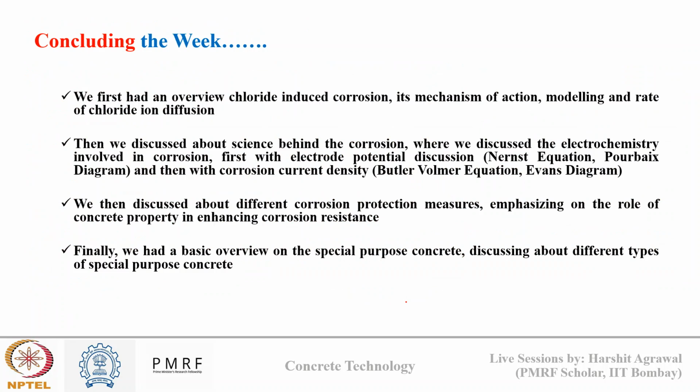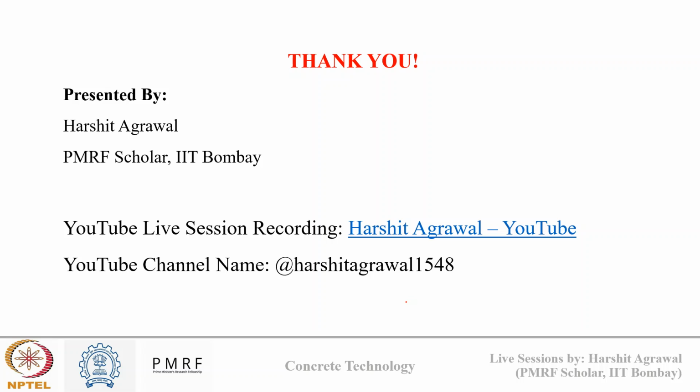We talked about chloride induced corrosion first, and then we talked about the science behind corrosion, where we understood electrochemistry in terms of the Nernst equation, Pourbaix diagram, Butler-Volmer equation, and Evans diagram. We solved a few numericals to understand the application, and then we saw different corrosion protection measures, where we mostly emphasized the role of concrete properties in enhancing corrosion resistance. Thank you.